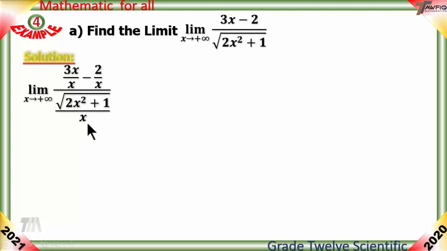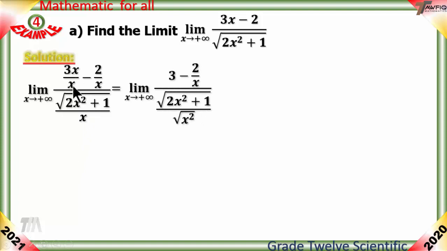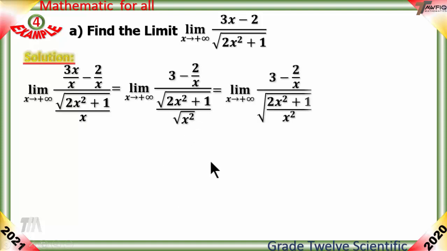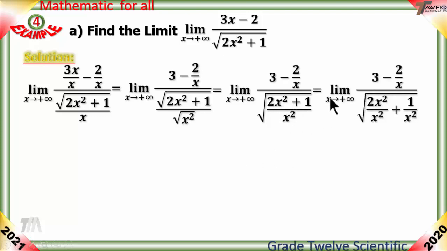And now changing this x to the square root of x squared, and here cancelling x with x, it becomes 3 minus 2 over x, and this one becomes the square root of x squared, and taking this x squared under the square root, it becomes the limit when x approaches positive infinity of 3 minus 2 over x over the square root of 2x squared plus 1. And now it becomes the limit as x approaches positive infinity of 3 minus 2 over x over the square root of 2x squared over x squared plus 1 over x squared.